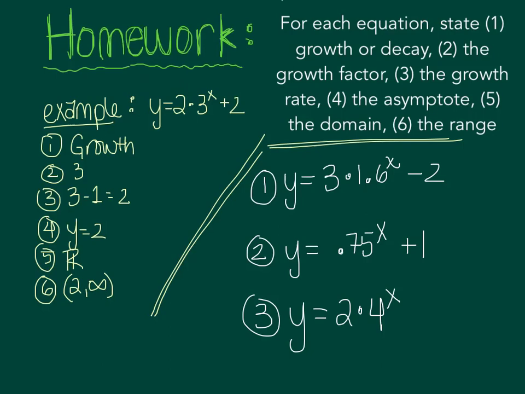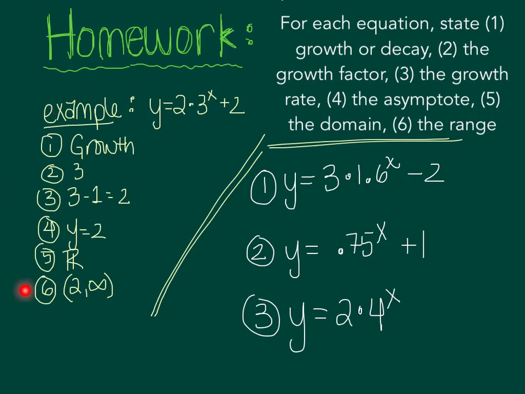All right, so now for homework, I want you to identify 6 things about each equation listed here. So first, state if it's growth or decay. Second, state the growth factor. Remember, that's just b. 3, state the growth rate, which is going to be b minus 1. 4th, the asymptote. 5, the domain, and 6, the range.